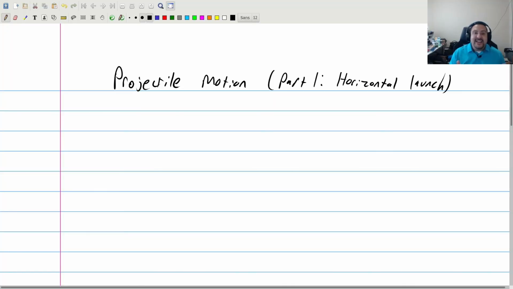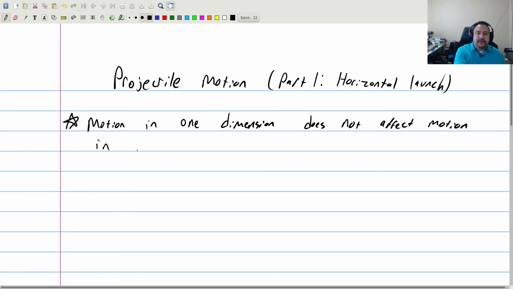So because of that, we have a key principle that we need to know when we are dealing with motion in 2 dimensions. What I mean by that is motion where an object is moving both horizontally and vertically at the same time. And the key principle of this is motion in 1 dimension does not affect motion in the other dimension. And I guess I should put an S there because we are in a 3-dimensional universe, but in 2 dimensions, 1 dimension doesn't affect the other dimension. In 3 dimensions, one dimension does not affect the other 2 dimensions.